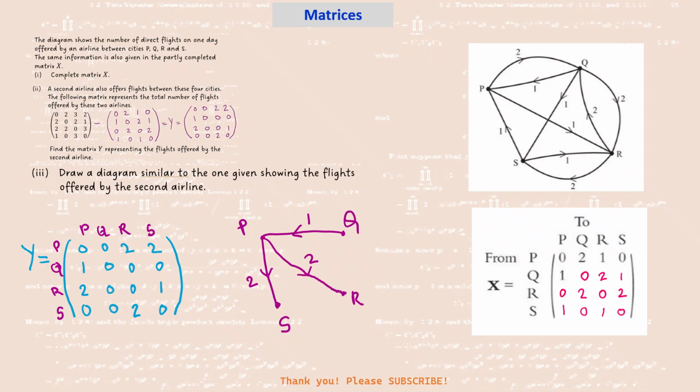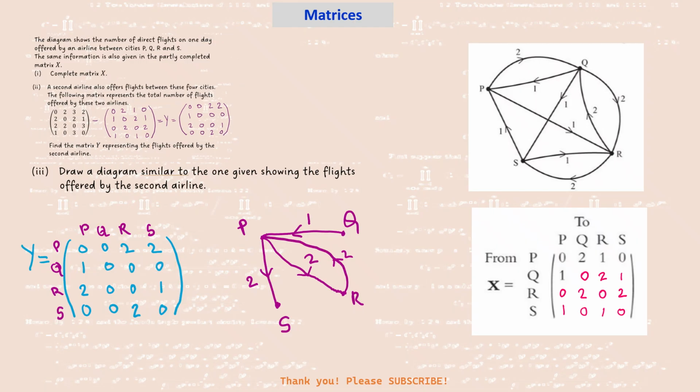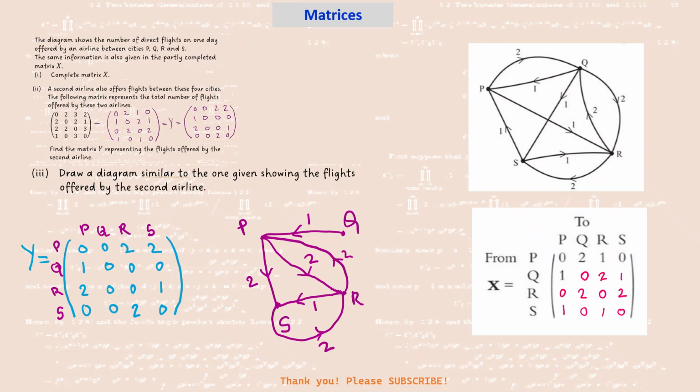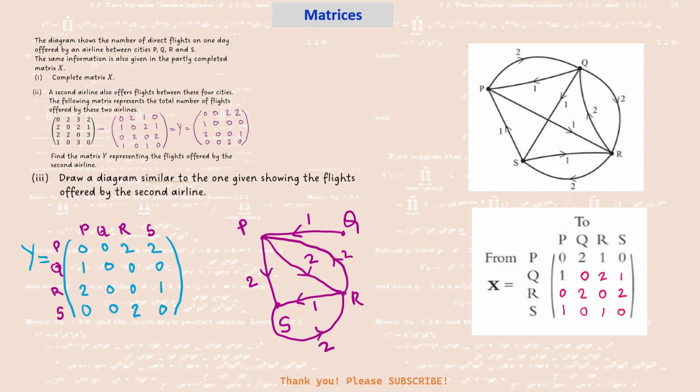Q to P is 1, and no other direct flights operate from Q, so it's only Q to P. Then R to P would be 2, and R to S is 1, and then from S it's only R. S to R is 2. So that would complete this question. And thank you for viewing.